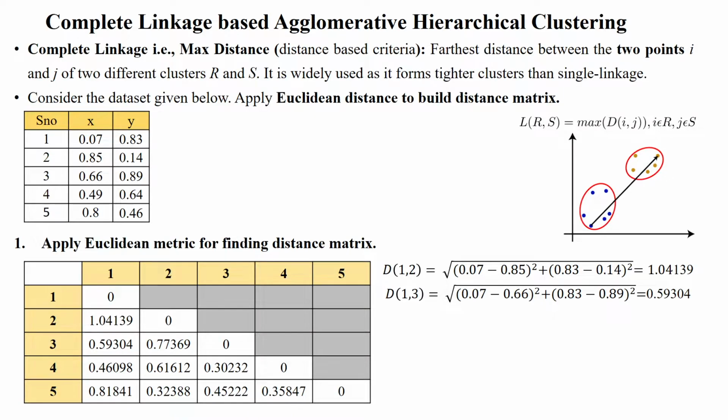Hi, welcome to complete linkage based agglomerative hierarchical clustering. Complete linkage means the clustering process will consider the farthest distance between two data points in two different clusters, mentioned as R and S. So when it is forming the clusters, it will use the maximum distance between the data points of two different clusters.